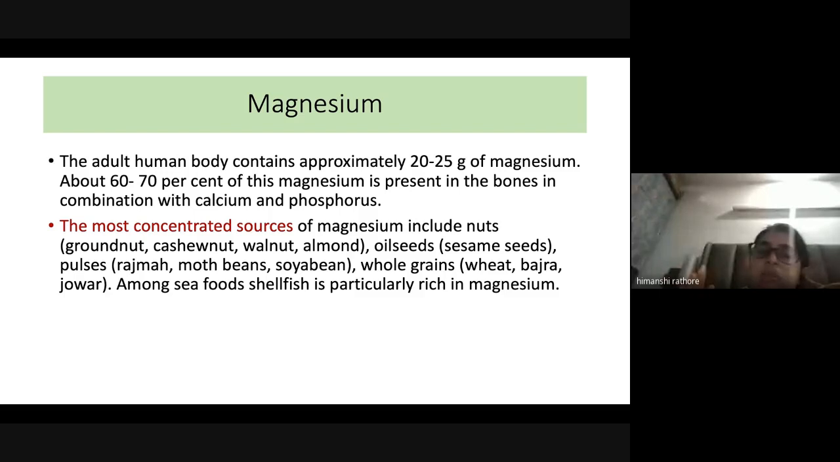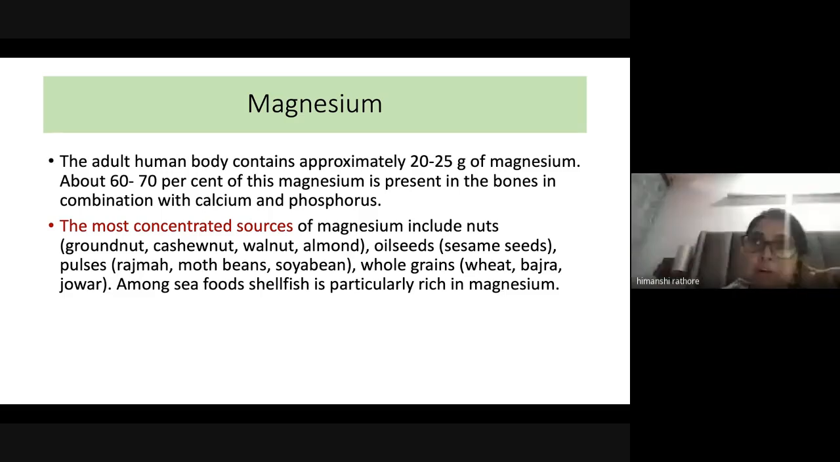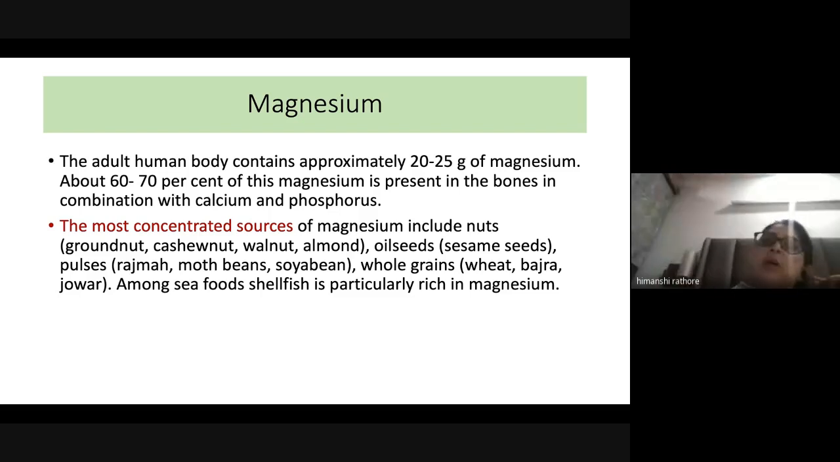What all food sources are there for magnesium? They are nuts. Nuts are a rich source of magnesium. Oil seeds like sesame seeds, pulses, soybean, rajma, moth beans, they all are good sources of magnesium. Even whole grains like wheat, pearl millet, which is known as bajra in India, and sorghum, which is called jowar, they all have a good amount of magnesium. Apart from that, seafood, especially shellfish, contains a very good amount of magnesium.